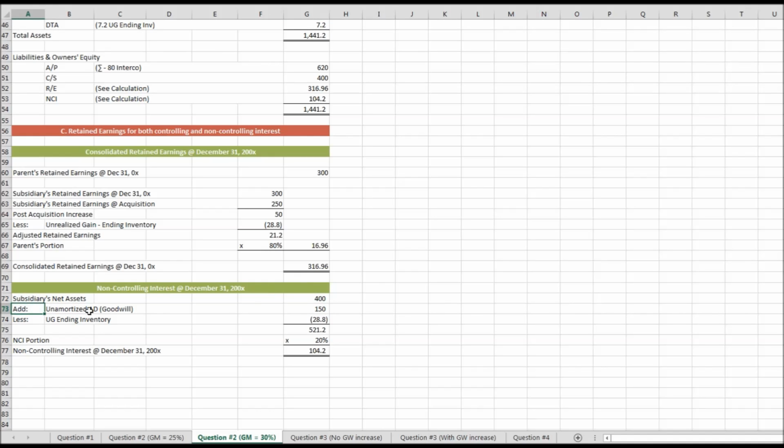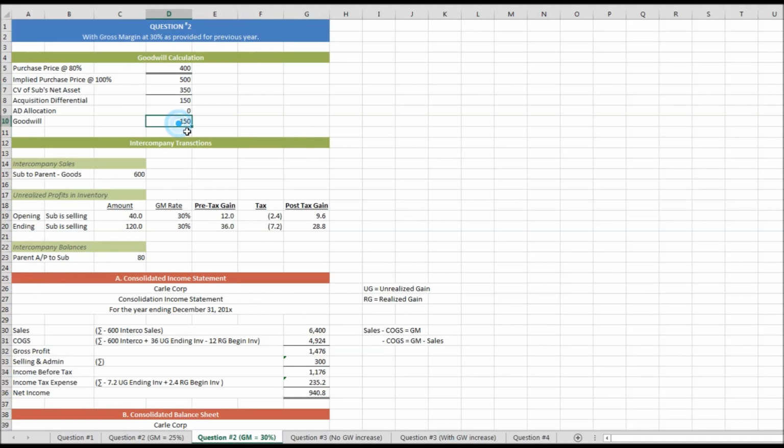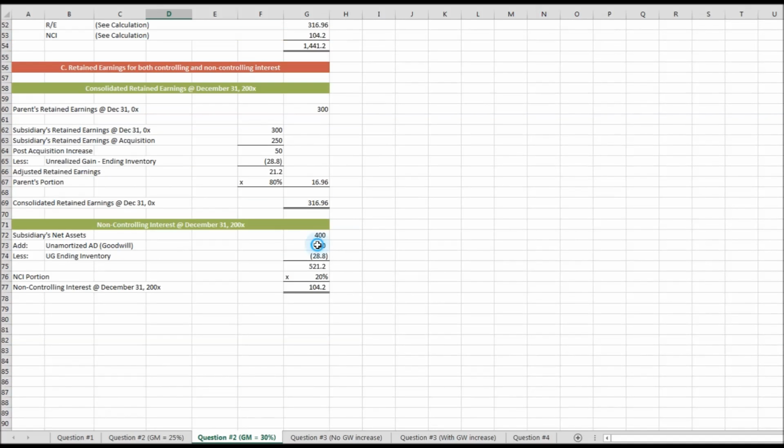And then we want to add back the unamortized acquisition differential. The reason we want to add that back is because the sub on its own books isn't amortizing the fair value excess. So if they're not amortizing the fair value excess, then none of that is going to be reflected in the non-controlling interest when we're using the net assets. So what we're trying to do right now is recognize that there is a fair value excess, which was basically the premium paid, the goodwill, and we add that back in right over here, of 150. So recall, goodwill 150, and we add that back in over here.